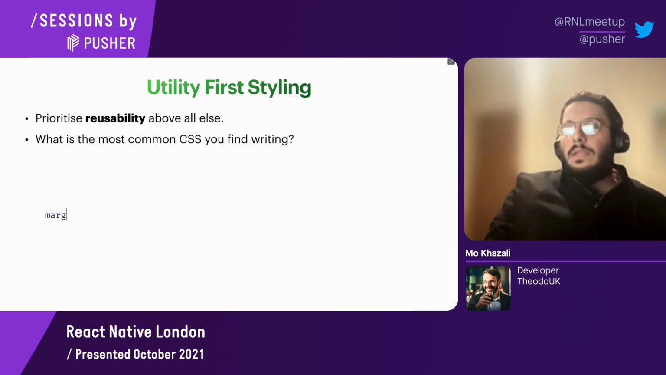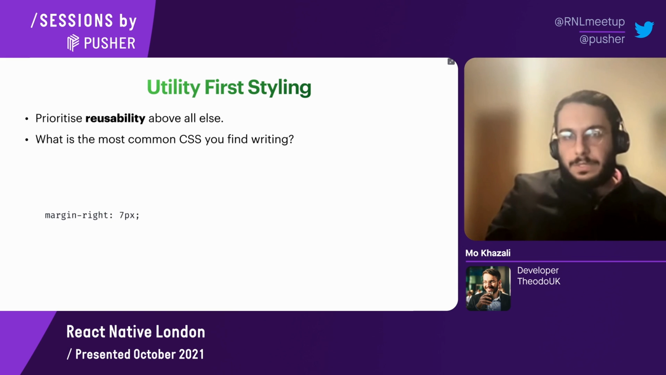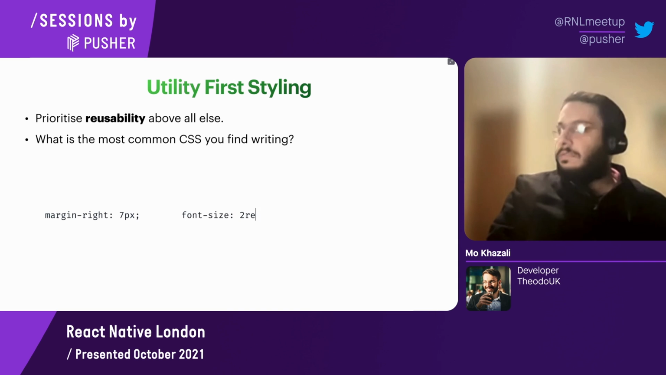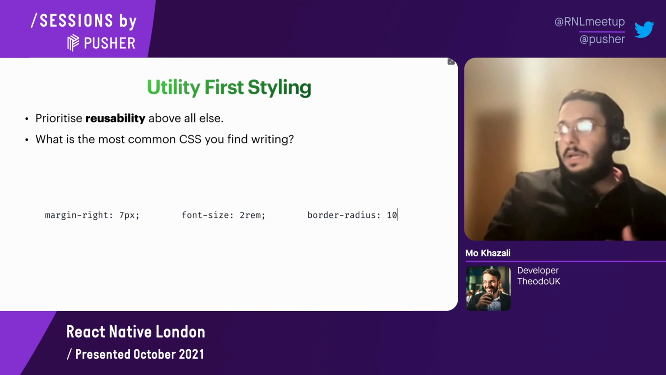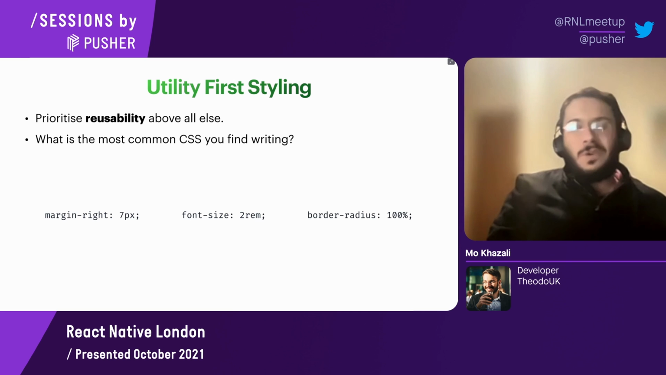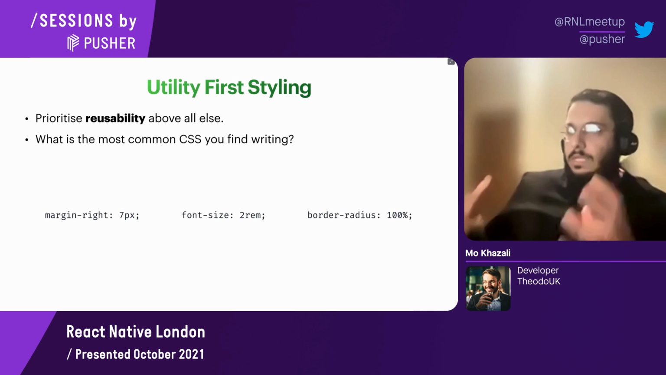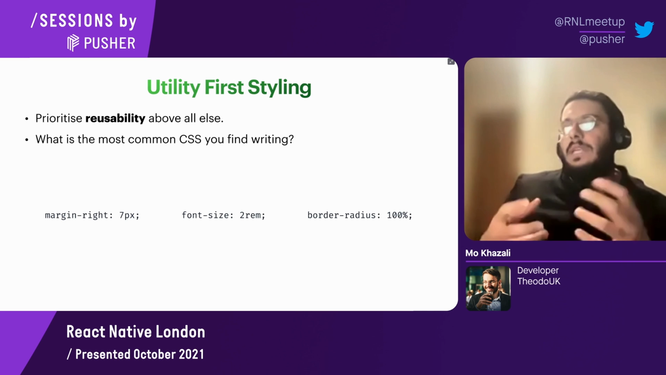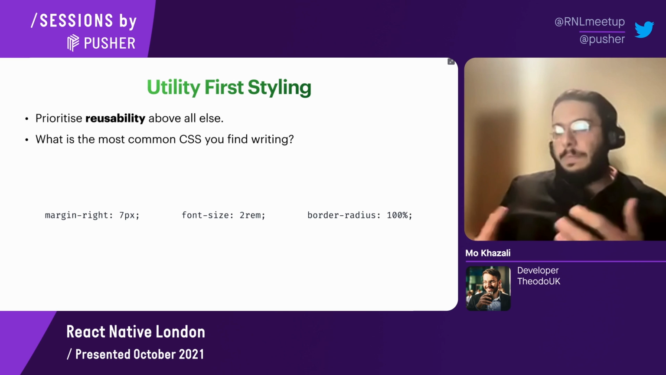Things like adding a margin right of about 7 pixels. Other things like setting the font size to a specific value, so the font size of, let's say, 2 rem. Or adding a border radius of 100% to get that very nice, fully rounded profile picture that we have on probably most of our websites, on most of our personal portfolios. So these are the common bits and components that you put within your styling on a day-to-day basis.